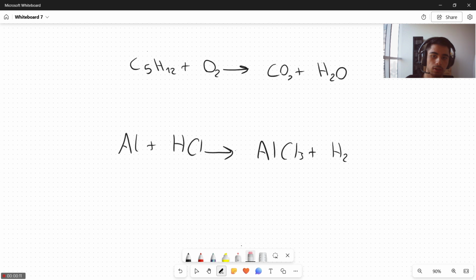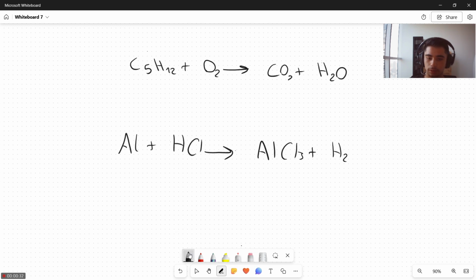Let's get started with our first equation, which is the combustion reaction of pentane. I know it because it's a fuel plus oxygen that creates CO2 and water. You should know that. It's also pentane because of C5H12. That's the formula of pentane. It's basic knowledge that you should know.